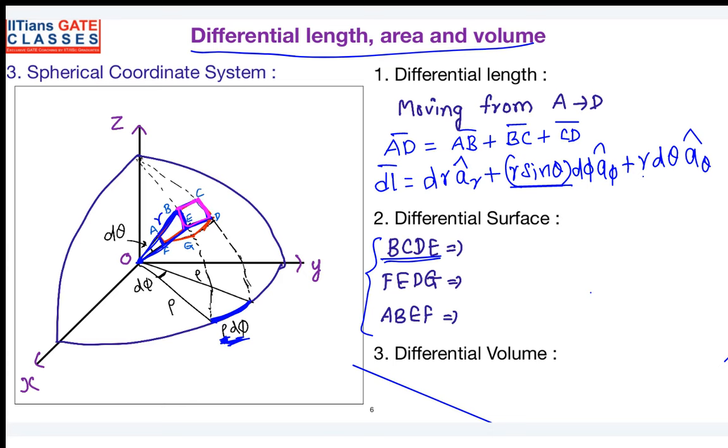And from C to D there is a change in theta, so the change in theta will be R into d theta. By keeping which one as a constant? Since theta and phi are varying, the constant one is R, which represents a direction. So the final value will be R square sin theta d theta d phi in the a_R direction. So this is for R equal to constant.